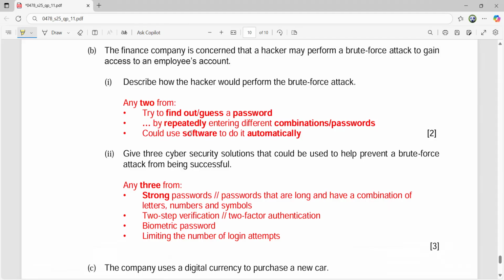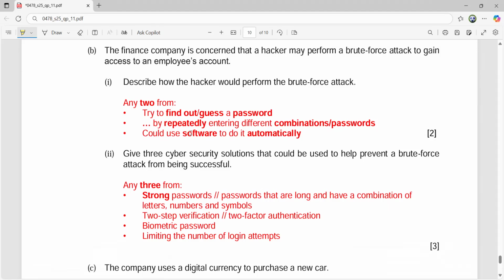No worries at all. Give 3 cybersecurity solutions that could be used to help prevent a brute force attack from being successful. Now, strong password. The very first thing is we should go for a password that is long, containing a combination of letters, numbers, and symbols, not easily guessable. A student can say 2-step verification or 2-factor authentication. That is also correct. Biometric password is also a very good option.